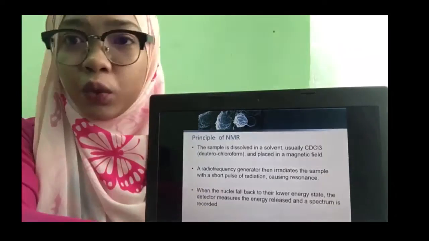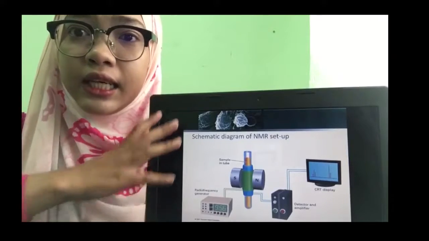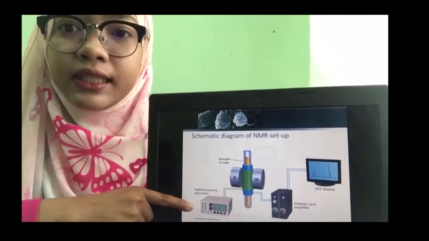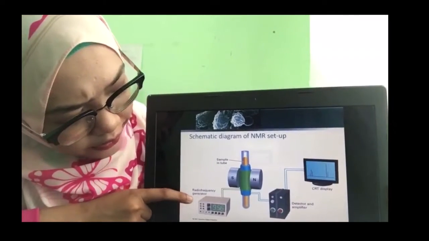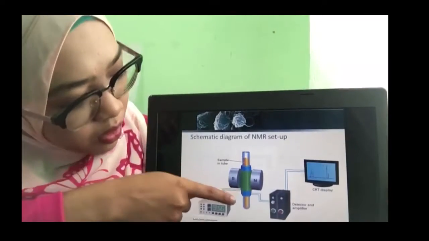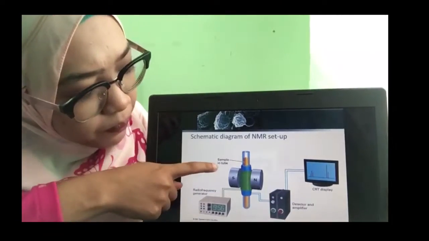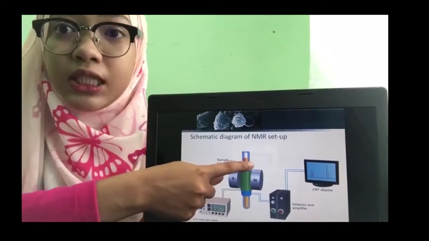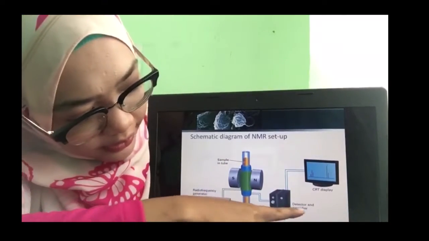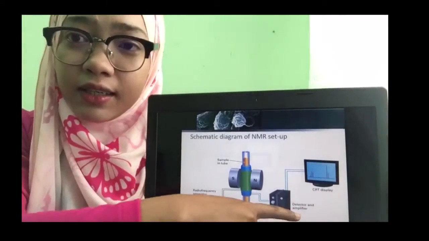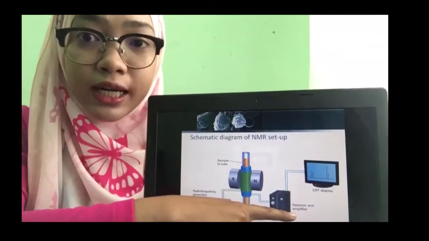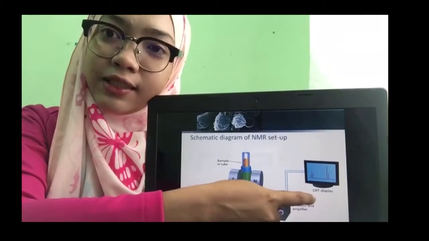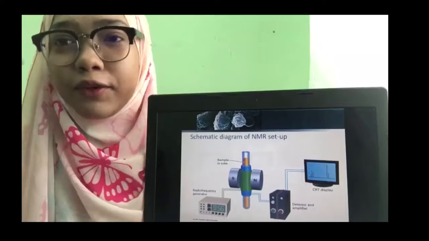So, to make it clearer, we can see this schematic diagram of the NMR setup. Here, this is the radio frequency generator. This is the sample tube, which has the source and knots. In the sample tube we use the CDCl3 just now. This is a detector and amplifier, which is used to record the energy release. And lastly, there is a CRT display which can show the result that we get. That's all.